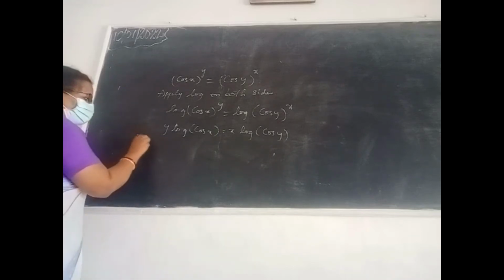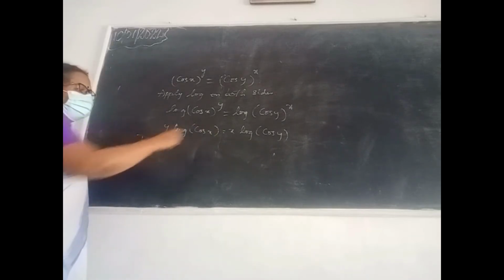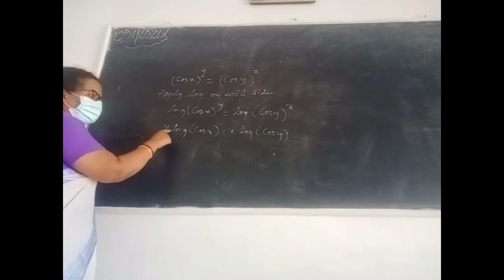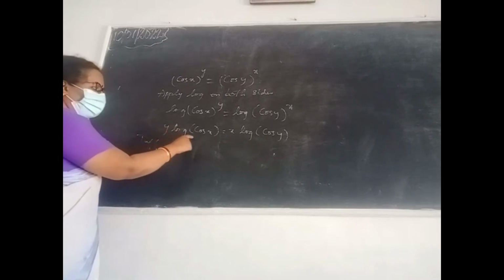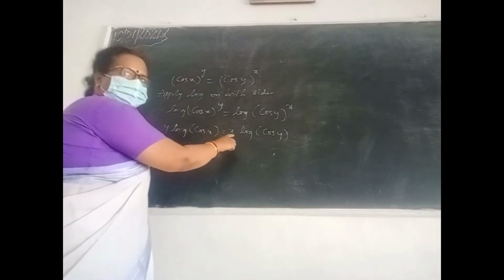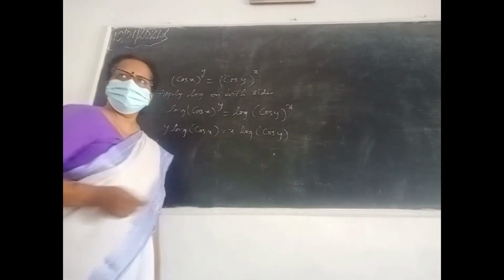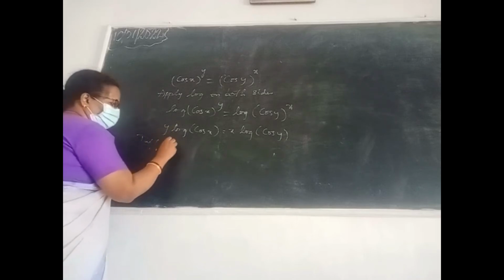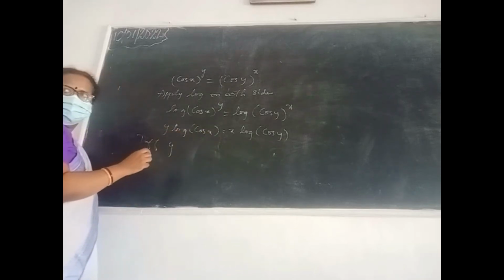Now differentiate. Here which rule we have to apply? This is y into log of cos x. So product rule on LHS, on RHS, x into, there also product rule will come. So apply. When we write y, we will differentiate this part. So what is it?